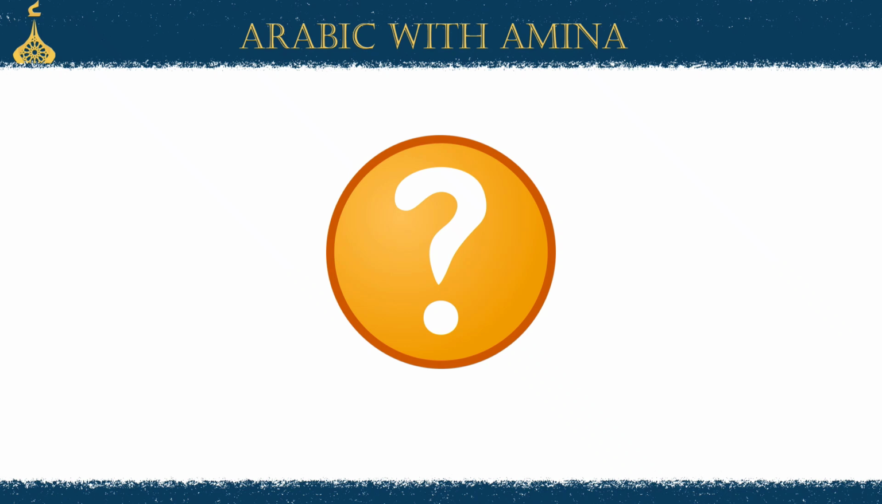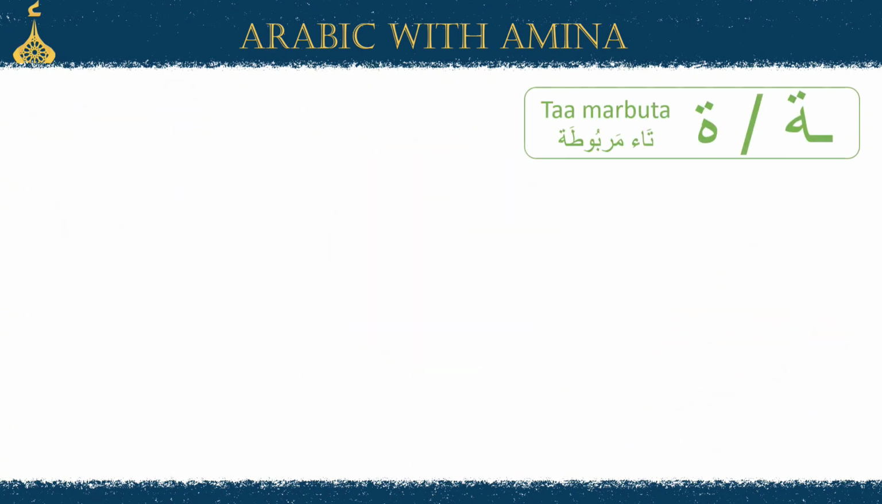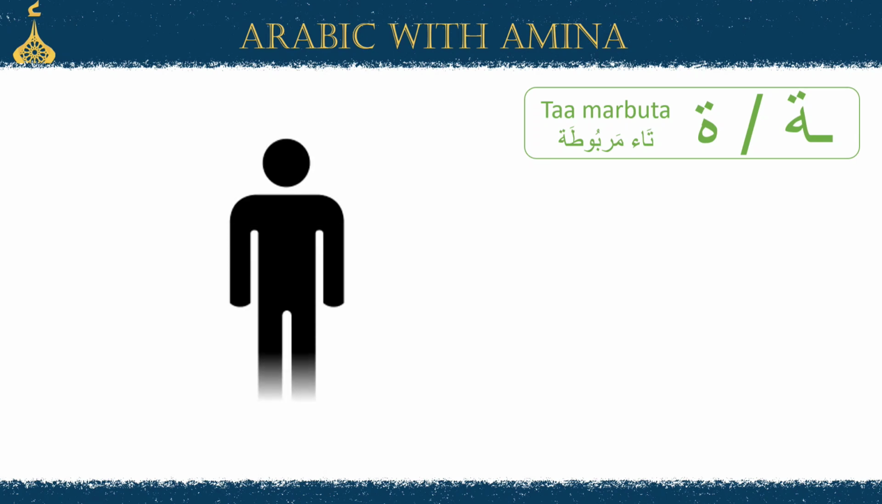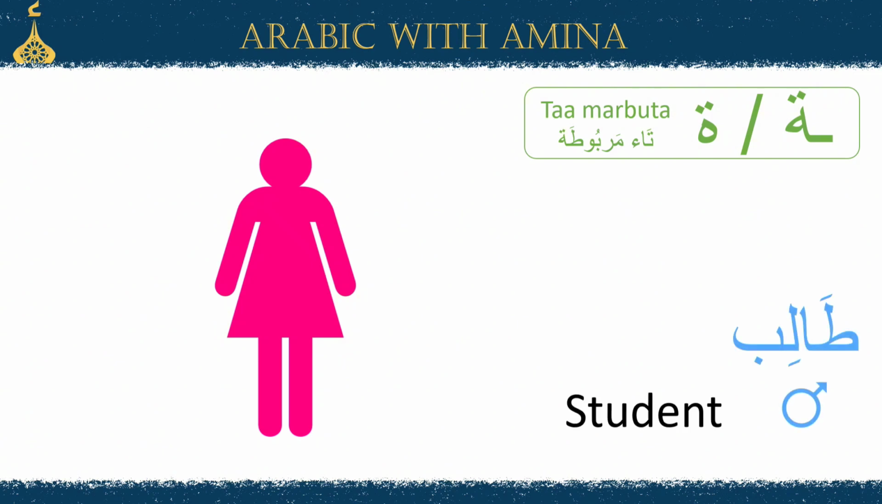So why does it matter to tell these two apart? Well, each letter serves a completely different role in the language. Ta marbuta is most famous for transforming nouns into the feminine form. For example, the word student is talib. This is a masculine noun. If we want to make it feminine, we can add the letter ta marbuta to the end, making it taliba. Both words mean student, just different genders. Talib, taliba.